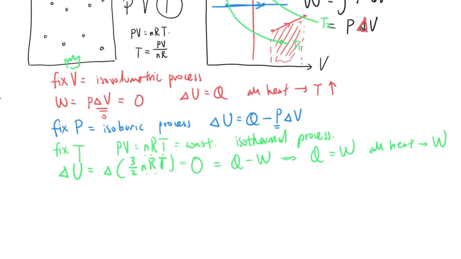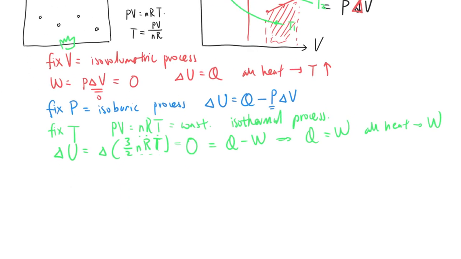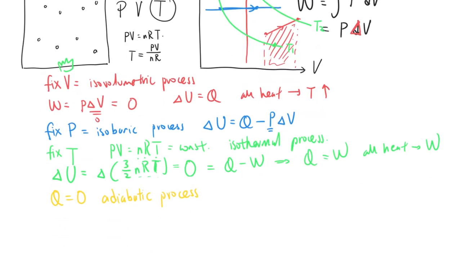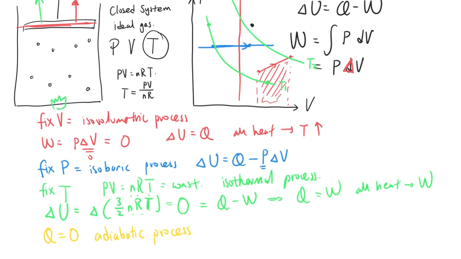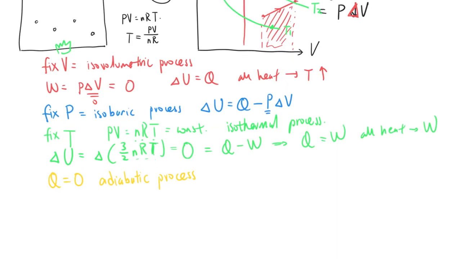And finally, we have an adiabat. So an adiabat basically means that you don't put in any heat. So sorry, not fixed Q. In fact, here it would be Q is equal to 0. So this is an adiabatic process. And this basically just means that Q is equal to 0. So immediately we would have delta U is equal to negative W.